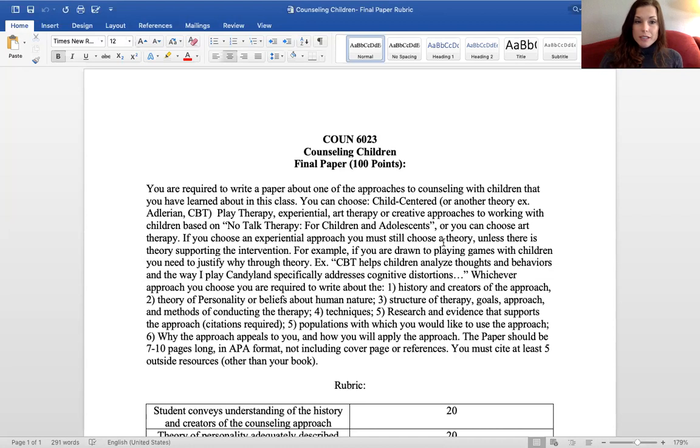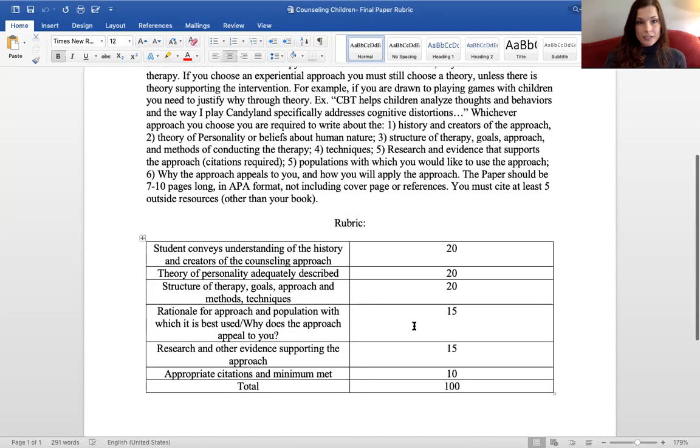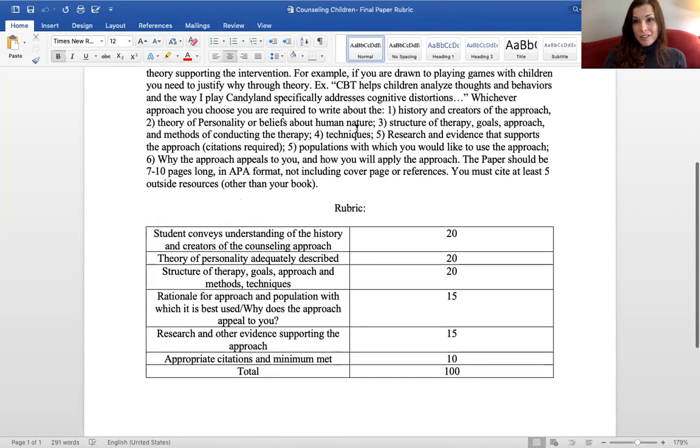The paper should be 7 to 10 pages long in APA format, not including cover page or references, and you must cite at least 5 outside resources other than your book. So the rubric is basically what's just in this outline above.